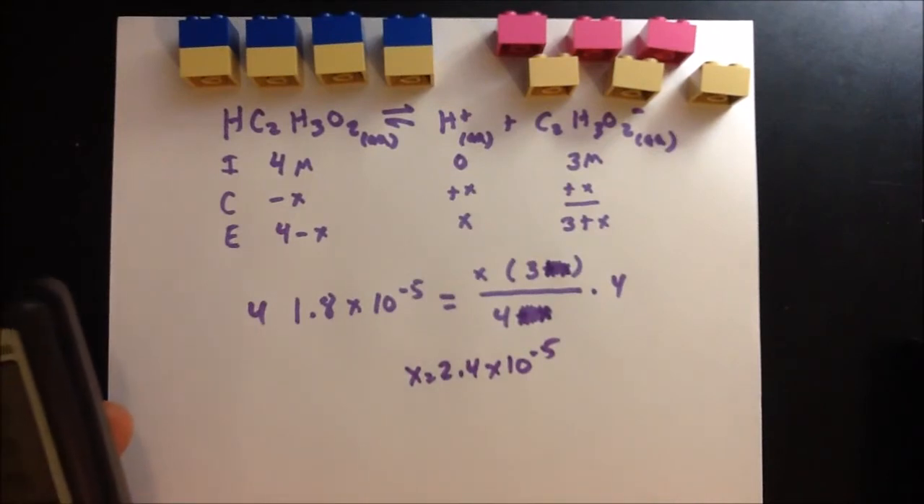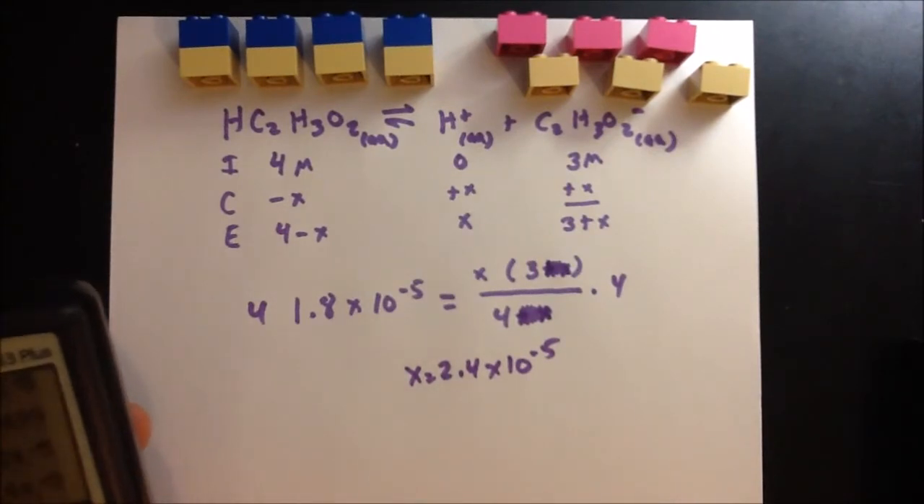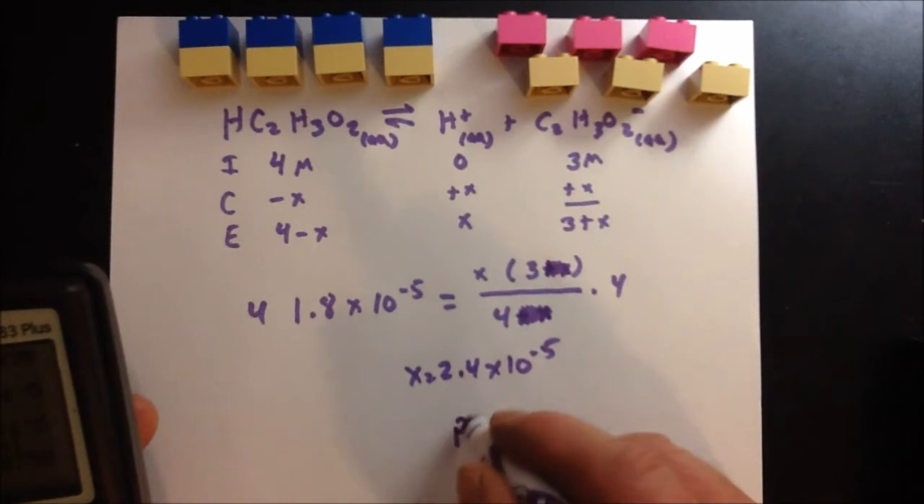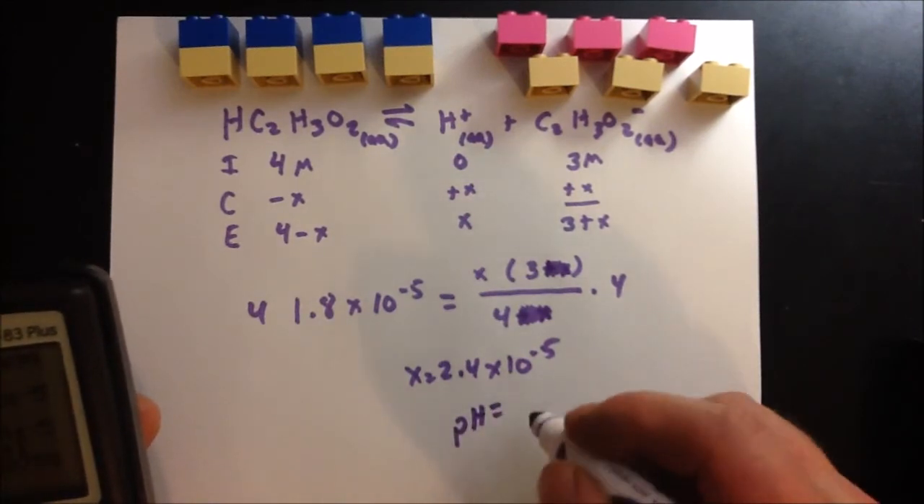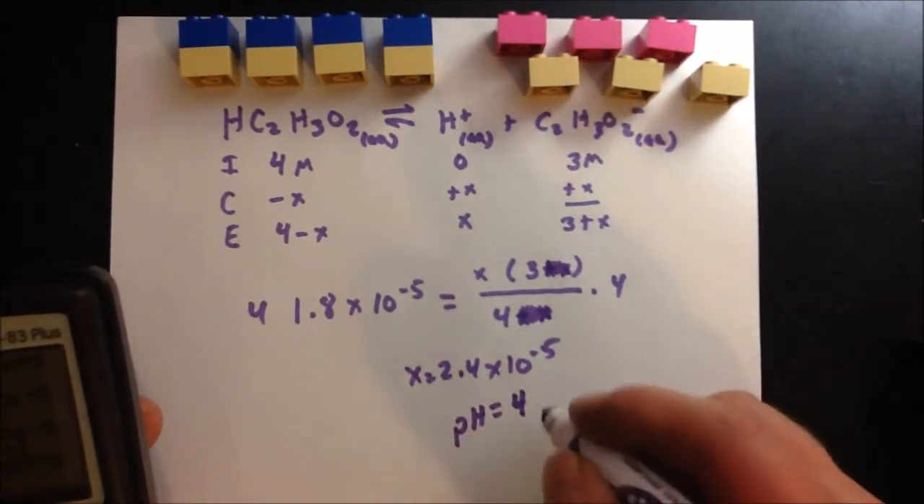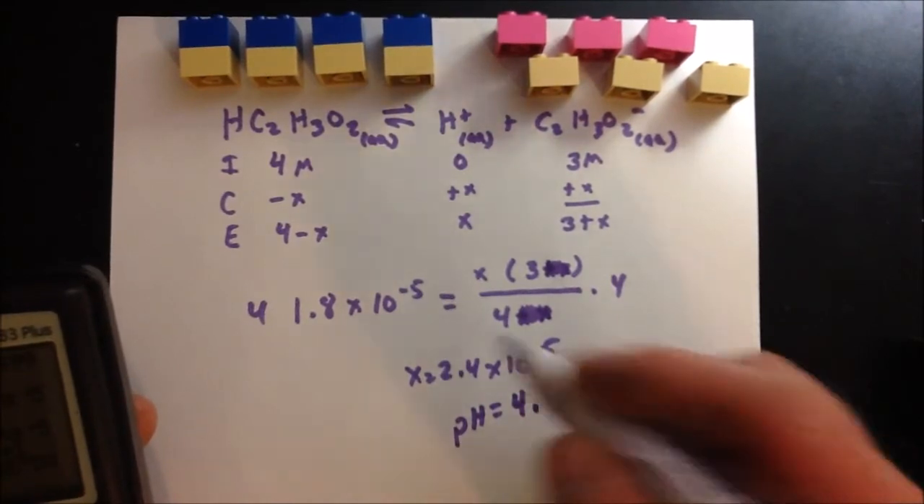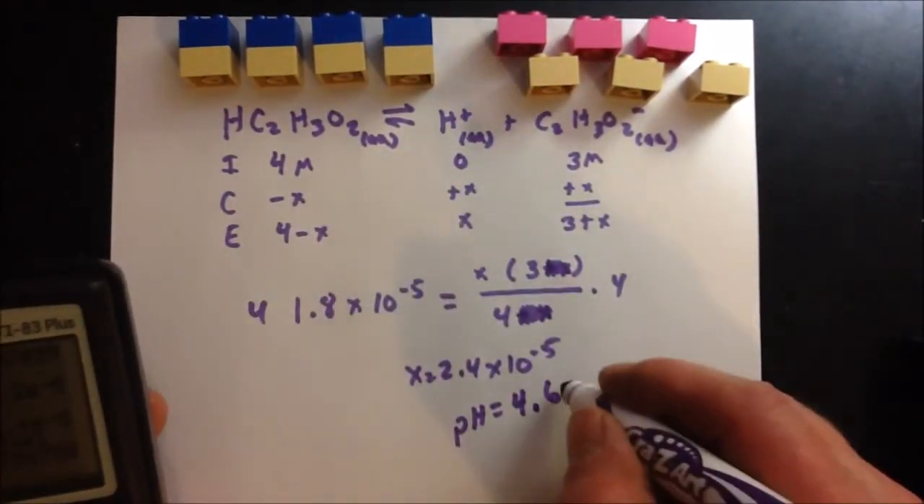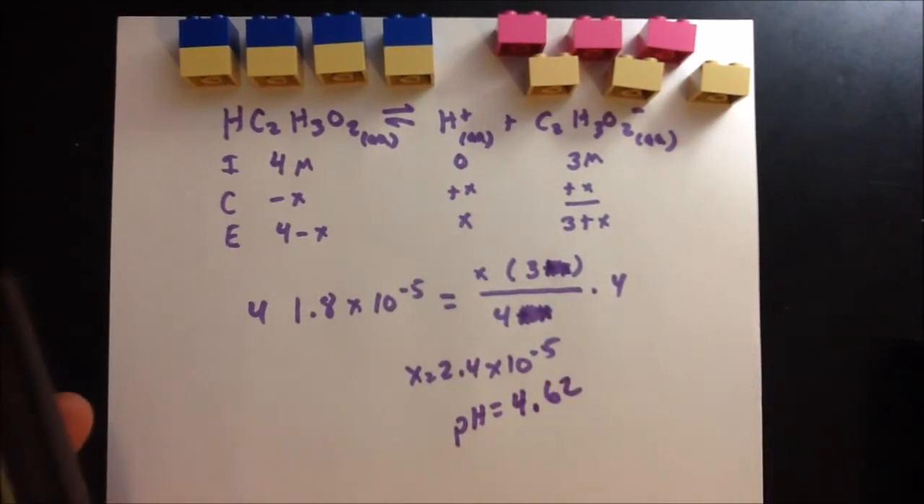So to calculate the pH, negative log of 2.4 times 10 to the negative 5th, and I get the pH is equal to 4.6 if I do 1 sig fig, since that's what I had up there, 4.62 if we want to go ahead and tack on another one there just for comparative purposes.